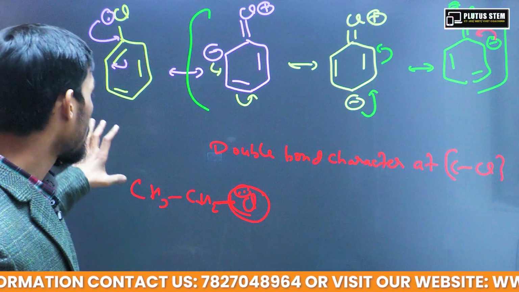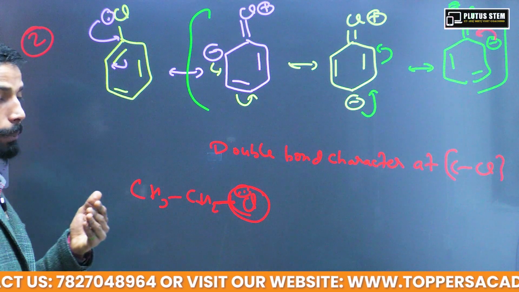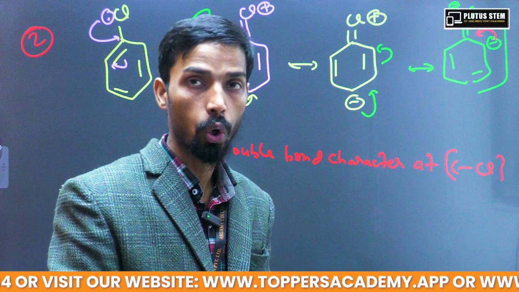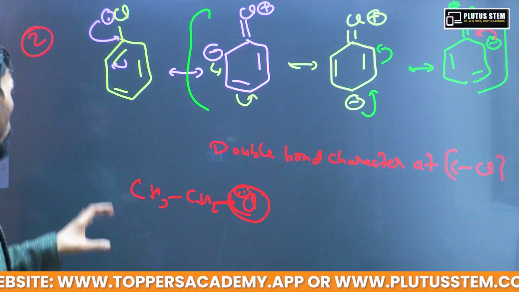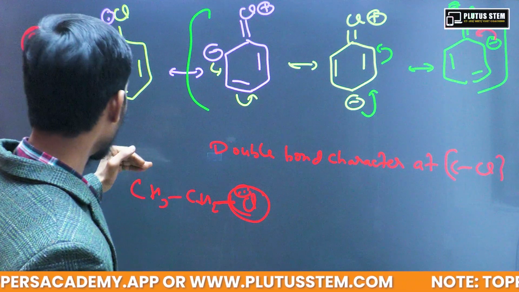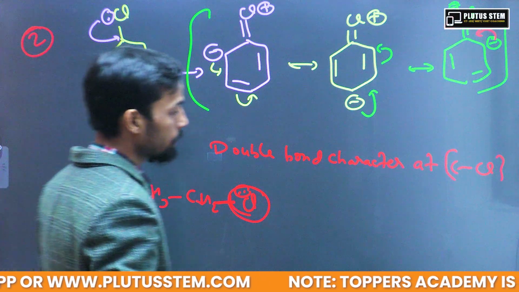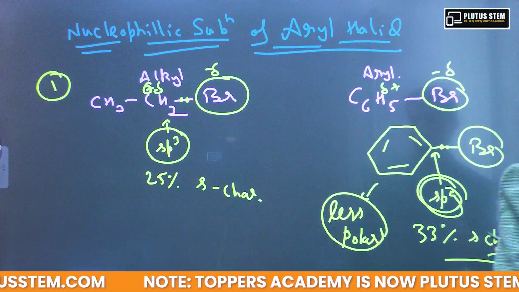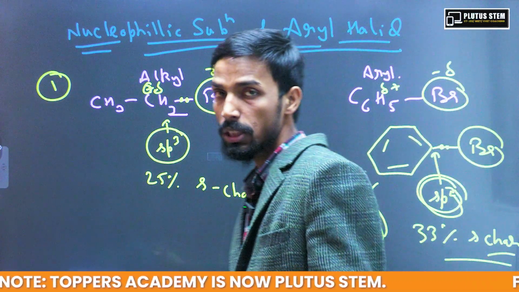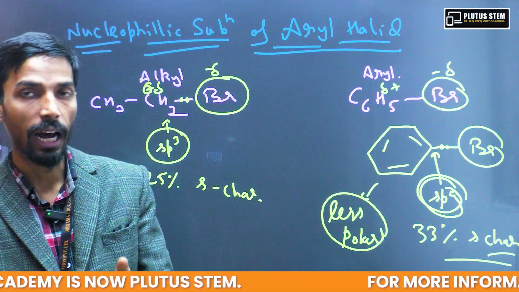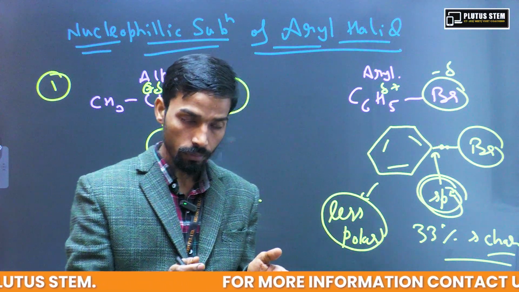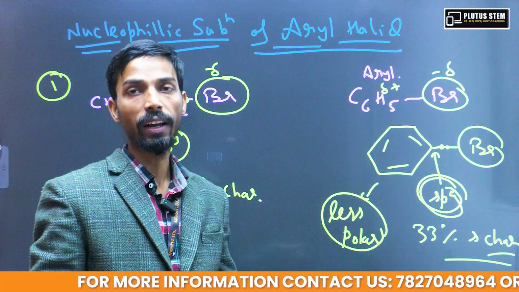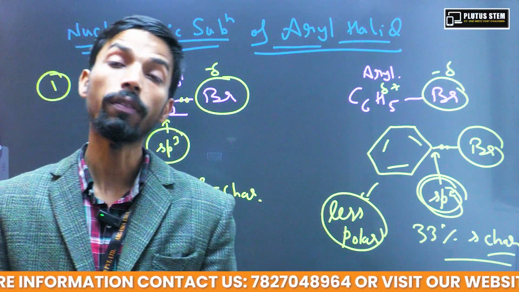This is the second reason why the nucleophilic substitution reaction is not followed by aryl halides. I have just shown you one reason, which is the sp2 hybridization, which means the more electronegative halogen pulls the electron pair towards itself in the case of alkyl halide, but not in the case of aryl halide.